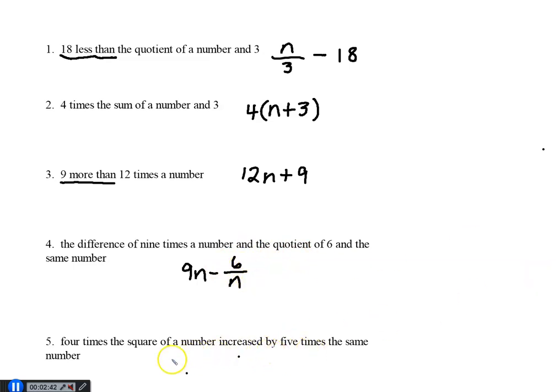All right, and then number 5, 4 times the square of a number increased by 5 times the same number. All right, so the square of a number means a number raised to the 2nd power. And 4 times that could be written as 4n squared. So 4 times the square of a number, we've just done that, increased by, that's just another way of saying adding to that 5 times the same number. Okay, and so that would be the way to express that phrase using an algebraic expression.